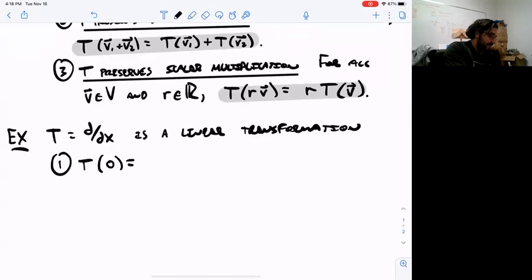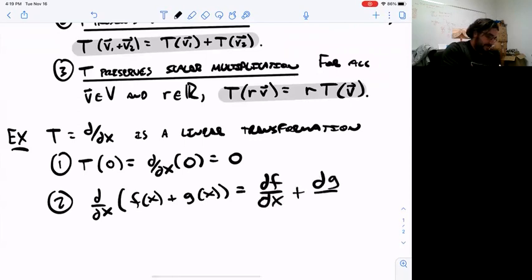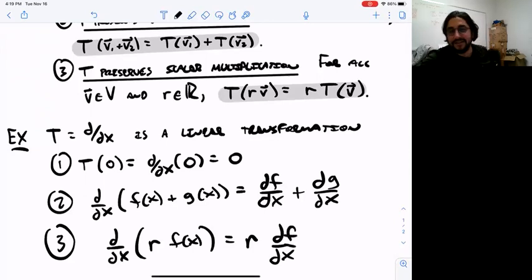If you take the derivative of the constant function 0, you just get 0. If you take a derivative of a sum of two functions, that's the same as just differentiating each function separately. And if you have a derivative with a constant times a function, you can factor out that constant, right? We do this all the time when we're calculating a derivative. You see 5 times x cubed, you just sort of ignore the 5 and differentiate the x cubed. That's exactly what this is saying.